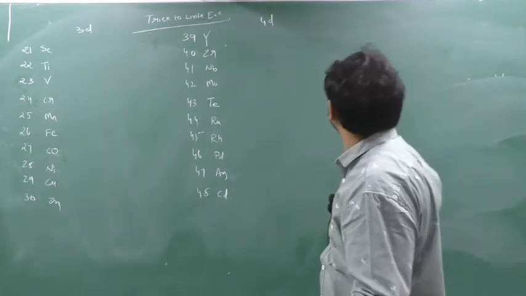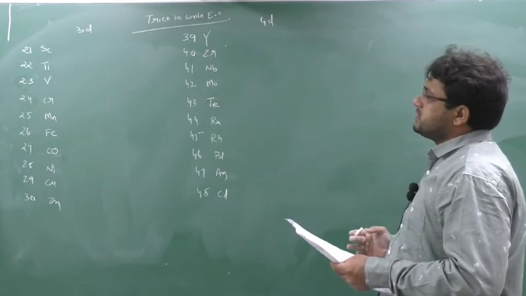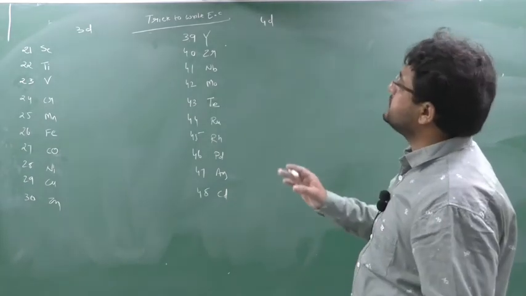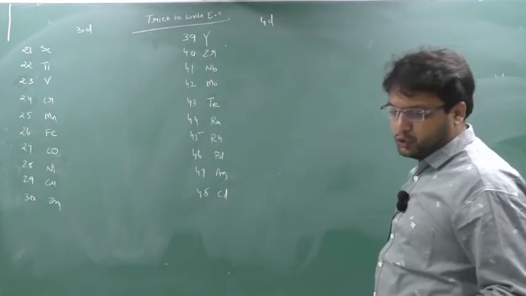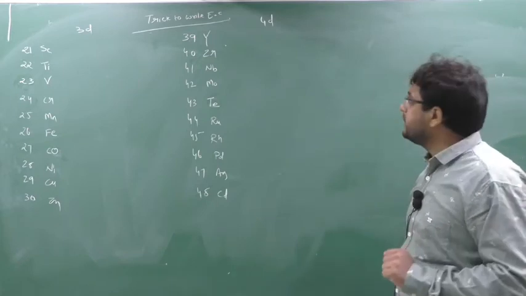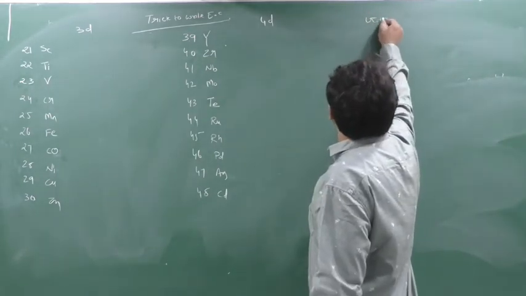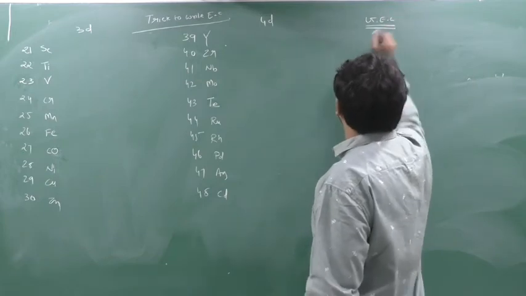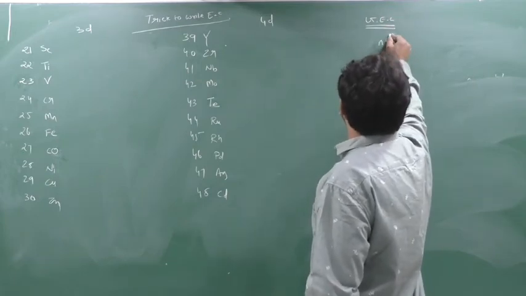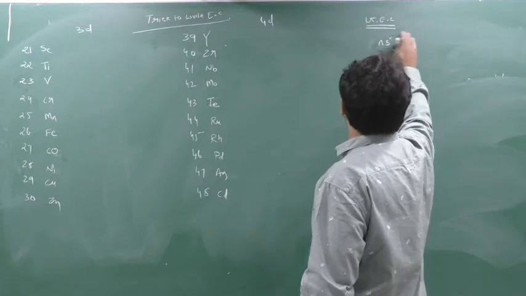Clear? Now see, for each and every series there is one trick. You have to remember some numbers. If you remember the numbers, it will be easily clear to you. Now see here. You know that the general electronic configuration of d block elements is ns 0 to 2. Yes or no? 0 to 2.